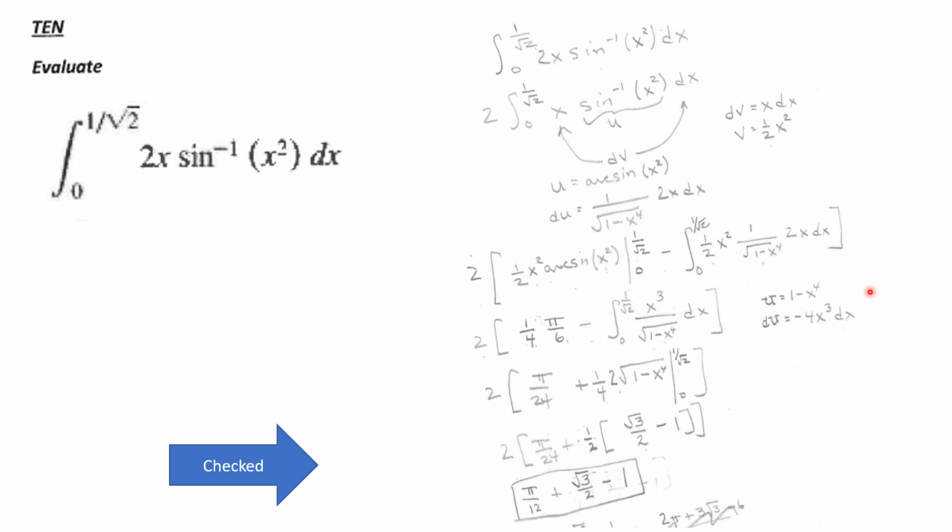You have to do another substitution here of u, and you calculate the integral. And at the end of the problem, you will get pi over 12 plus square root of 3 over 2 minus 1. So that's what will give you full credit for this problem.